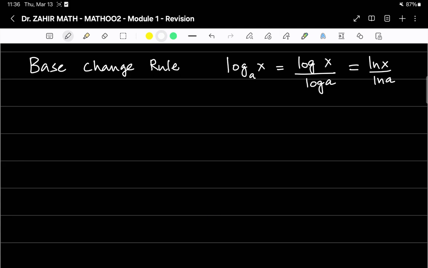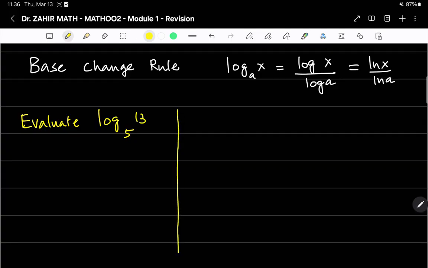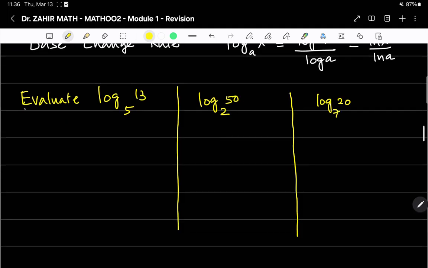Okay, right. So let me give you the question now. Evaluate log 13 to the base 5. This is the first question. And the second question, for example, log 50 base 2. Next question, let me give log 20 base 7. So now the question is what? Evaluate. Keep in your mind.